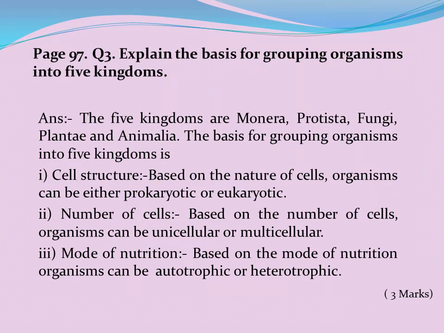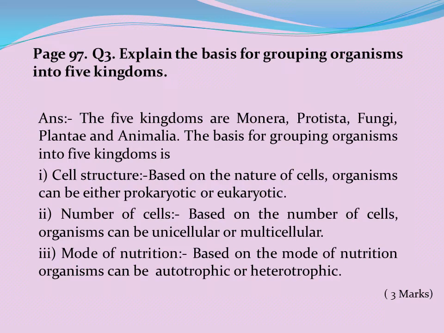Page number 97. Question number 3. Explain the basis for grouping organisms into 5 kingdoms. Answer. The 5 kingdoms are Monera, Protista, Fungi, Plantae and Animalia. The basis for grouping organisms into 5 kingdoms is: 1. Cell structure. Based on the nature of cells, organisms can be either prokaryotic or eukaryotic.